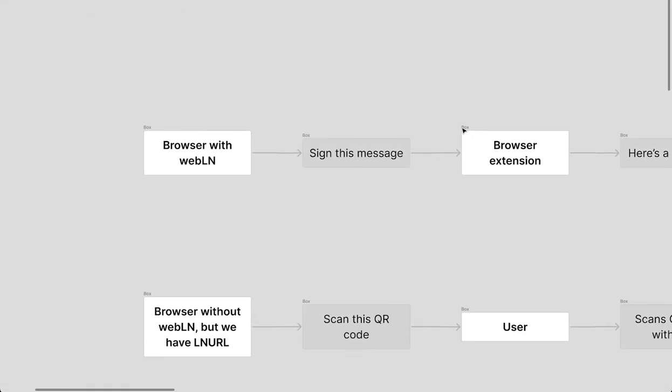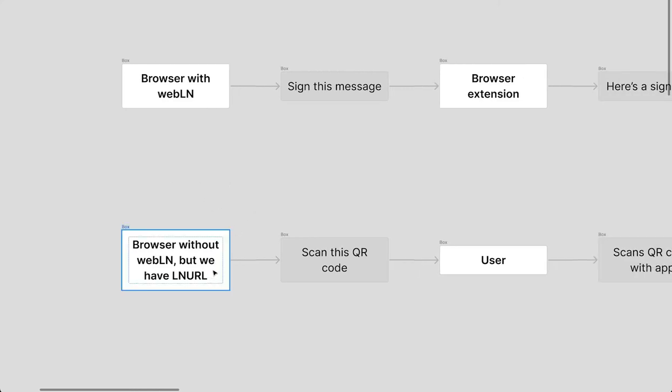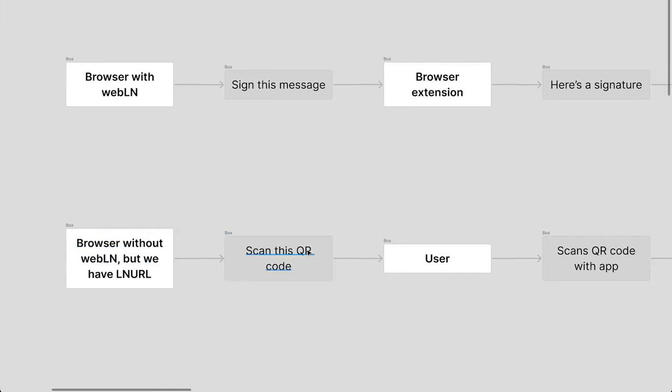There's a second approach to this. If our browser doesn't have WebLN, that means the website cannot talk to the browser. But we could have a smartphone that also supports LNURL. In that case, we could allow for the smartphone and the server to directly talk to each other and do this authentication. In this case, it doesn't go through the browser, but it happens between the wallet and the application. So the browser without WebLN, but with LNURL would say, hey, scan this QR code.